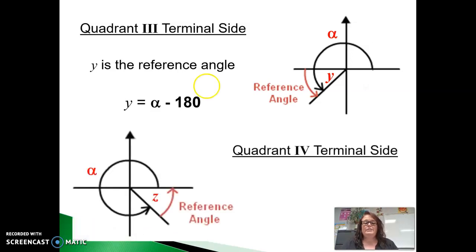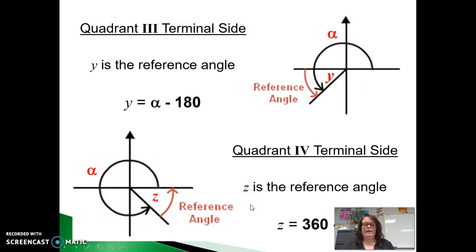When we get all the way into the 4th quadrant, so the z value is here, that means my reference angle is going from my terminal side to the positive x-axis. Do you see that that's 1 revolution minus how much we went around? And so we get 360 minus alpha. Hopefully you can see that. So 360 minus alpha.